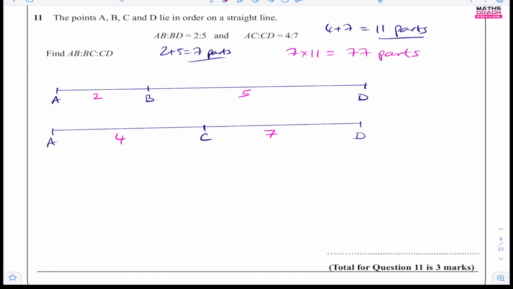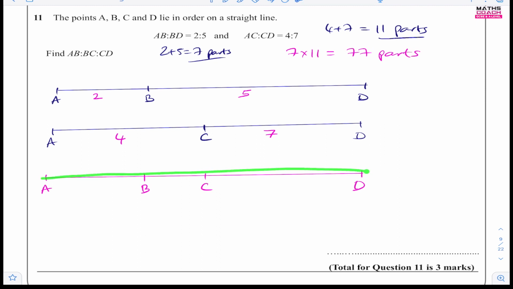So what I'm saying here is, let's draw a third line that breaks it up into 77 parts. So we have A here, we have the same B right there, so that's going to be B. We have the same C right there, so that's going to be C. And of course, we have our D right there. So there's D. Now, we said that we are going to break this into 77 parts, right? Because this one is broken up into 11 parts.